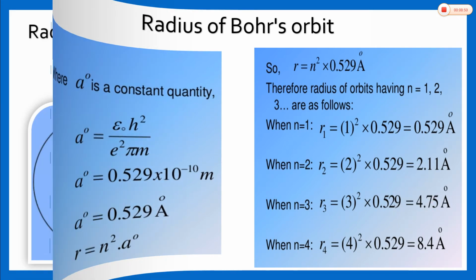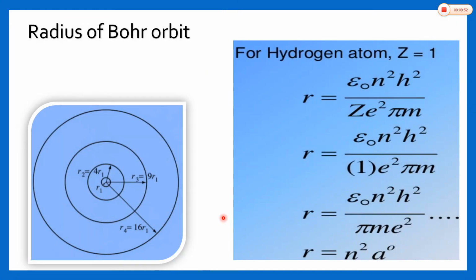Again see in the previous diagram, r1 is the radius of the first orbit. For the second orbit, what is the radius? 4 into r1. For the third orbit, 9 into r1. For the fourth orbit, 16 into r1. Thus we get n square, that is the square of the principal quantum number for the given orbit, multiplied by the radius of the first orbit.